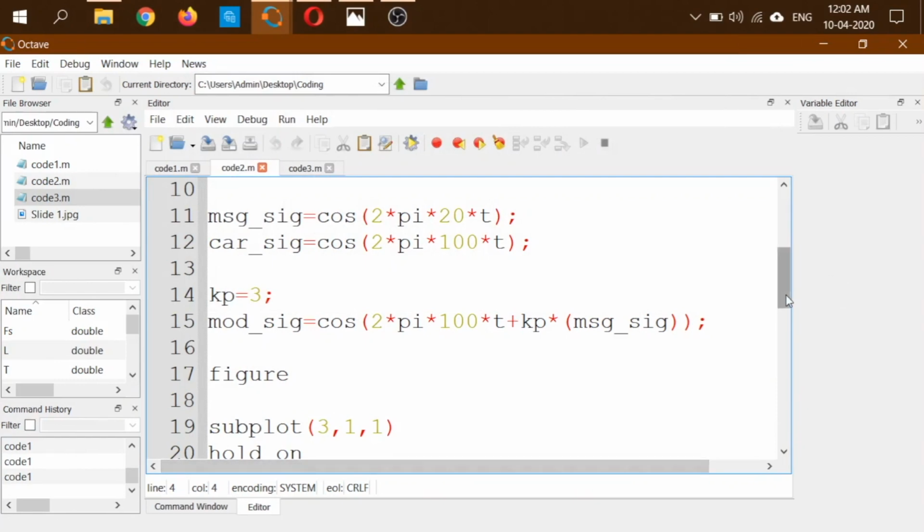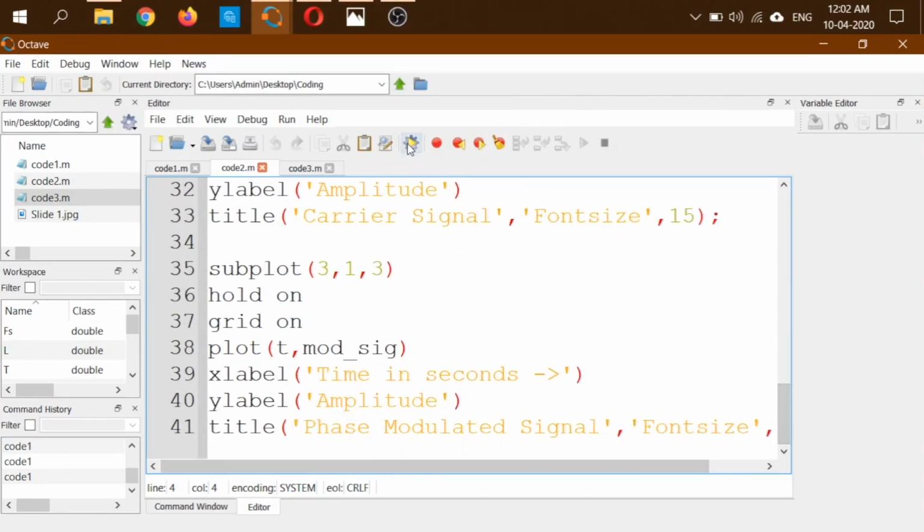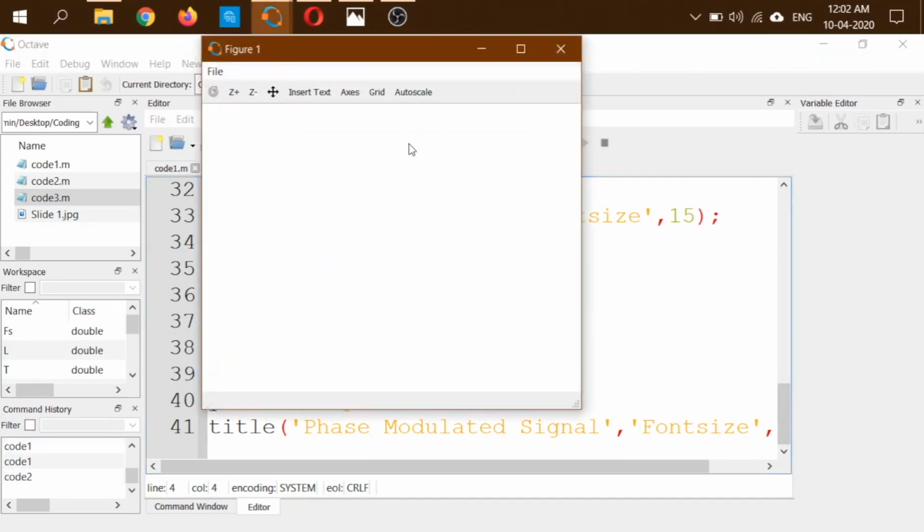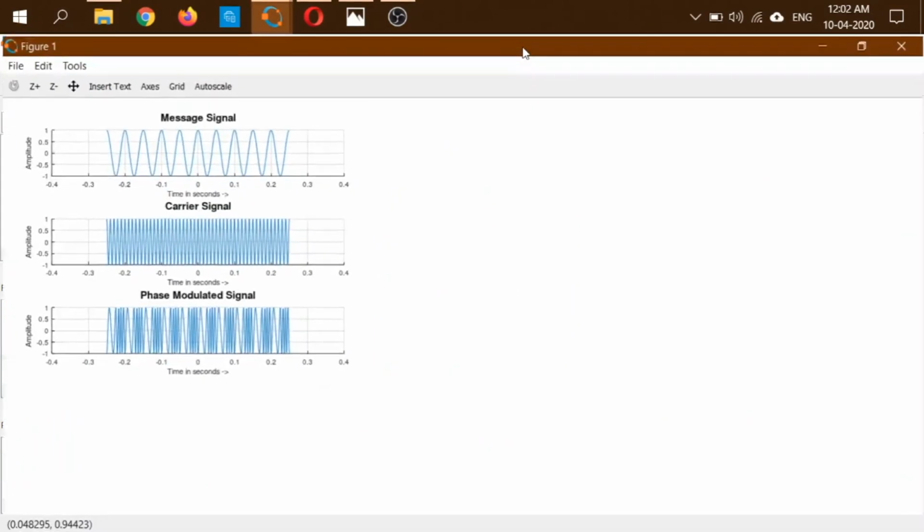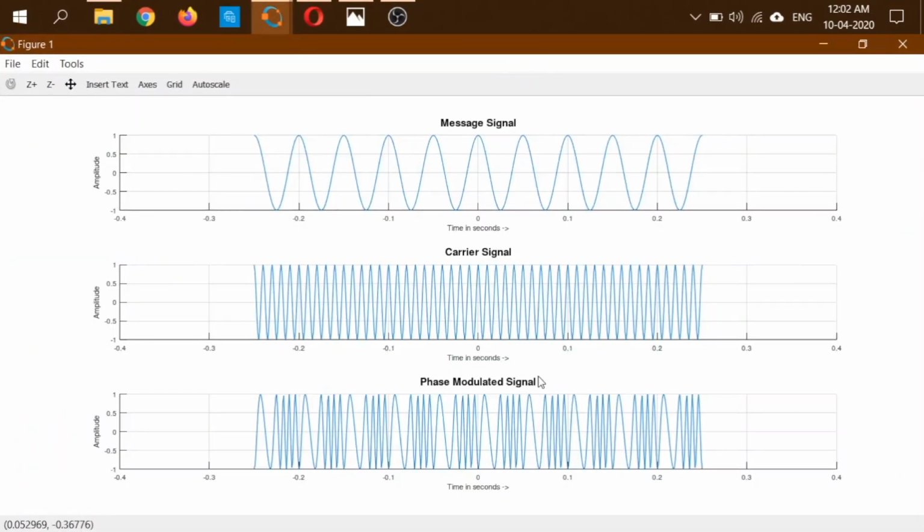Then the rest of it is plotting, and if you run this code, you will be able to see the phase modulated signal, and you could hardly figure out whether it is frequency modulated or phase modulated. These signals look the same. Whatever angle modulation is used, the signals will have the same kind of representation in the time domain after modulation, so you cannot figure out which signal is which, right?